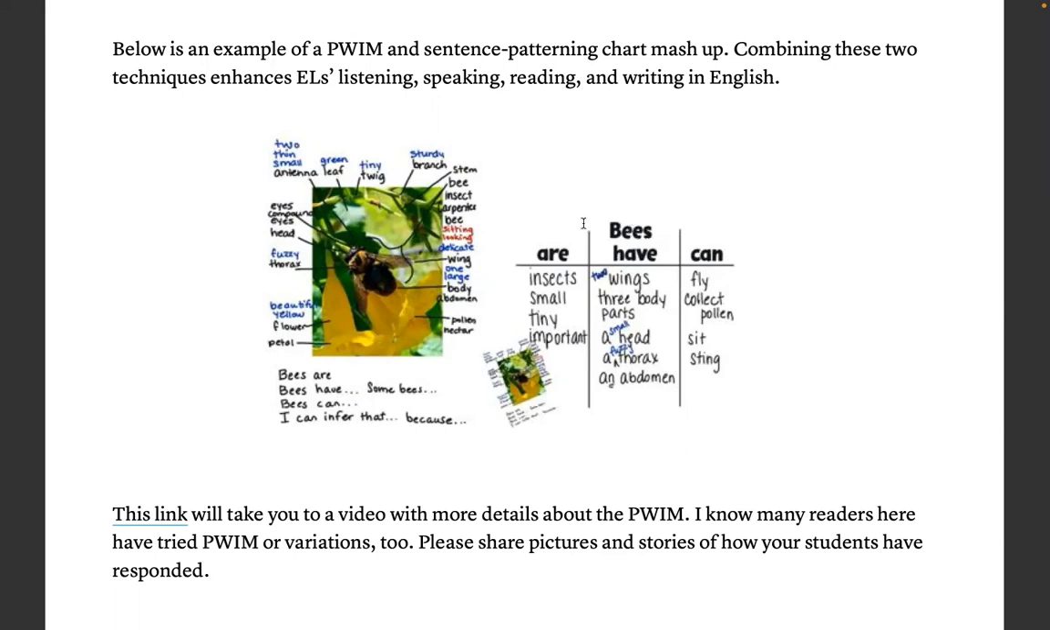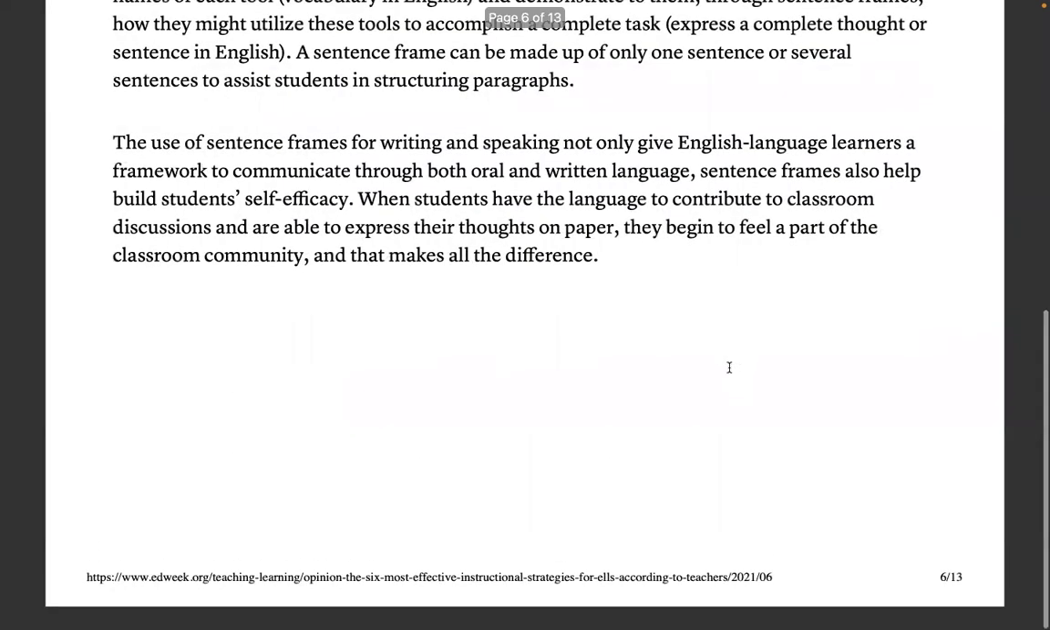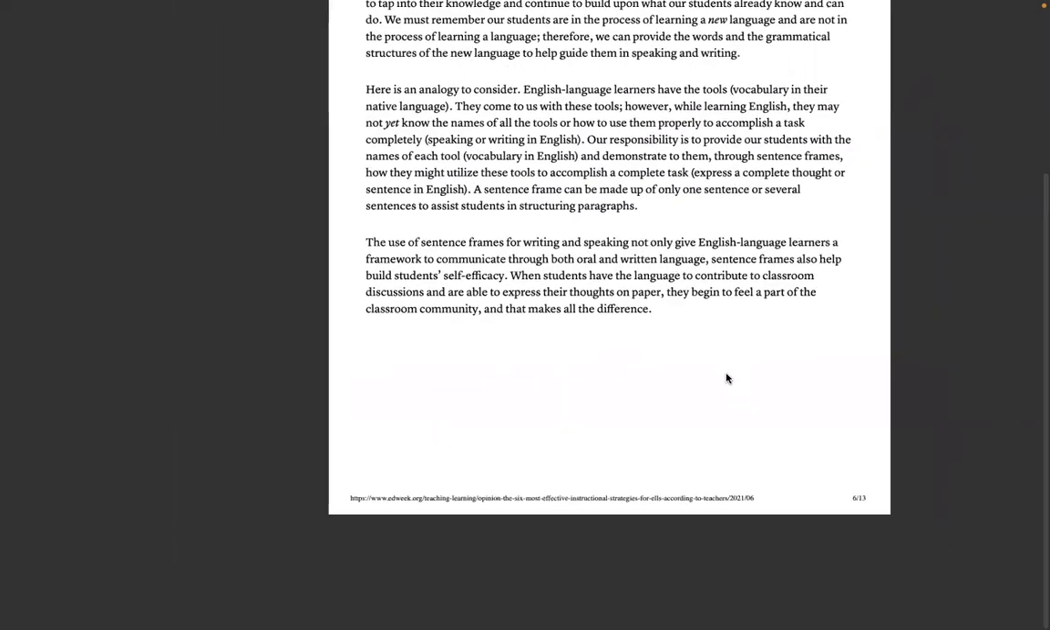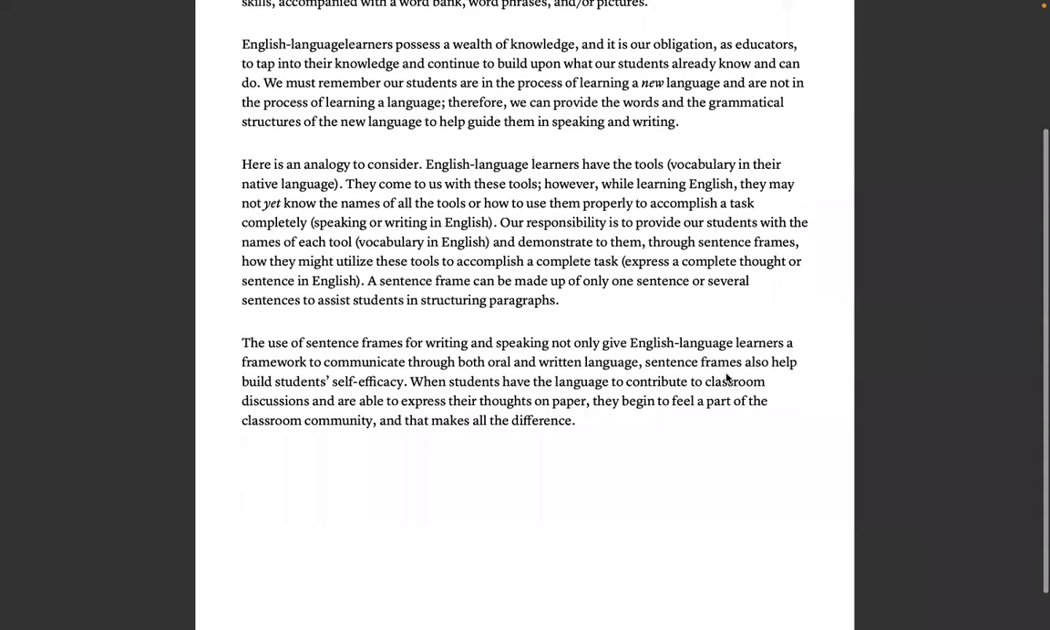They can also do this graphic organizer here. Our insects are small, or what is it? Bees are insects, small, tiny, important, and bees have, and all the different things they have, and this helps them put language into different categories of function, spoken and grammatically. Sentence frames, incredibly important, and they're honestly important for everyone.